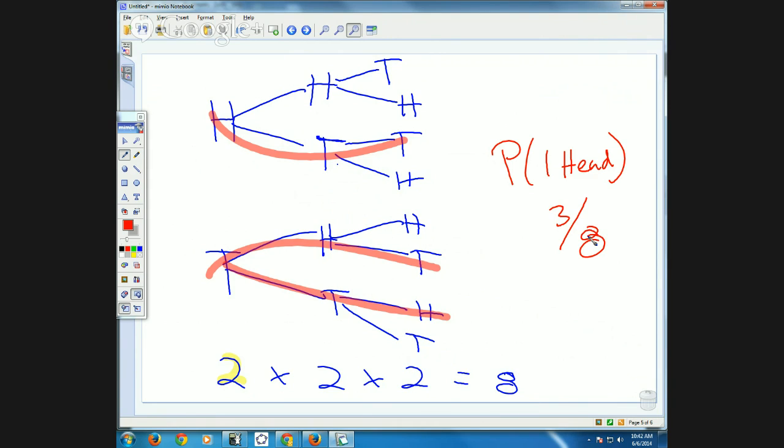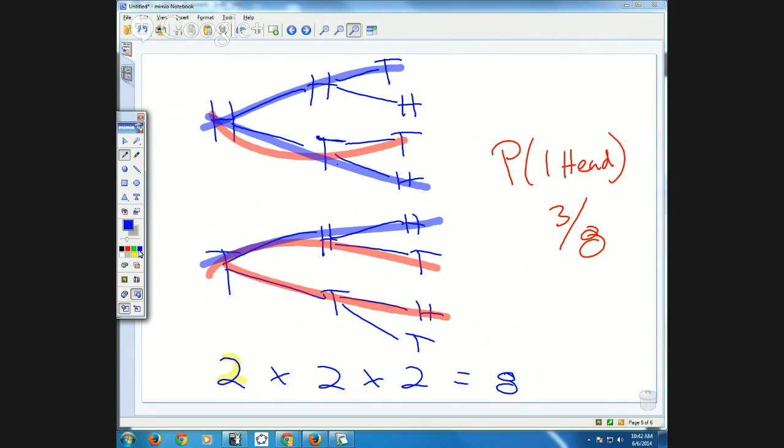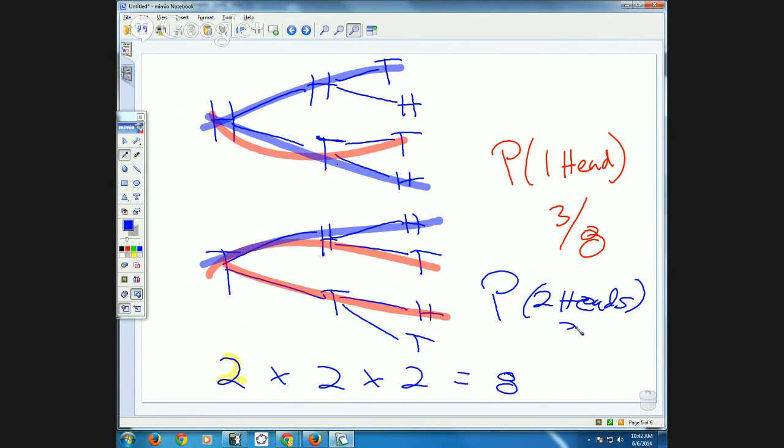Exactly 2 heads. Let's highlight that in blue maybe. Let's see, that's the first one, right? And this last one had 2 heads in it. And the first one on this bottom branch has exactly 2 heads. Any other ones? So the probability of 2 heads is also 3/8. And let's see, the probability that all 3 are heads.